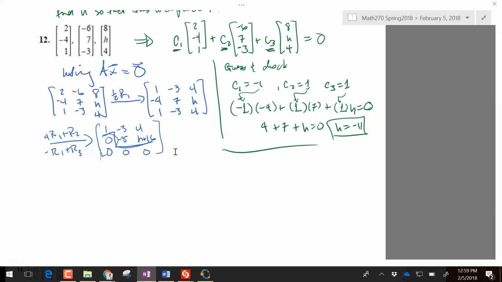So what would make this? It looks like we're going to have an infinite number of solutions, but we need one more thing to, well, do we need anything else? Oh, so this is set equal to 0. So we have a free variable in x3.